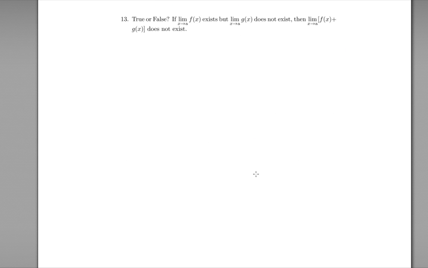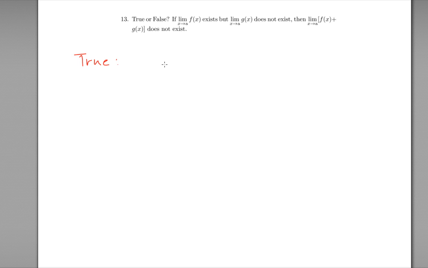True or false? If I have a limit as x goes to a of f of x, some function as x goes to a, and that limit exists, but as x goes to a, g of x does not exist, or is infinite, if you want to think about it that way, then the limit as x goes to a of f of x plus g of x does not exist. So is this true or false? This is actually true.